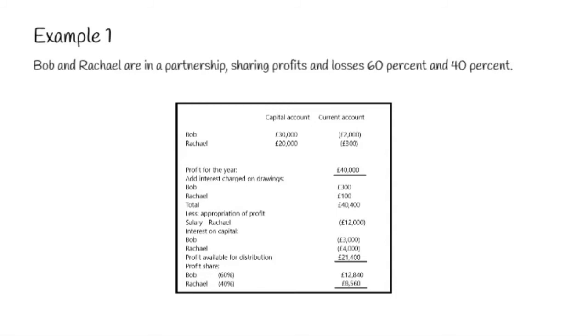Once this is calculated by adding the interest charged on the partnership drawing and taking off the salary and interest on capital, we get to a profit available for distribution of £21,400. Bob received 60% or £12,840 and Rachel received 40% or £8,560.